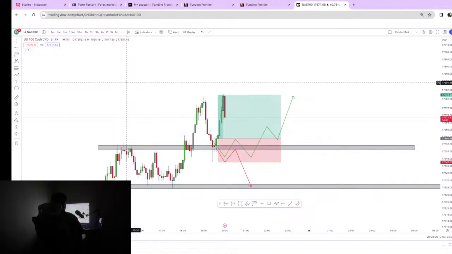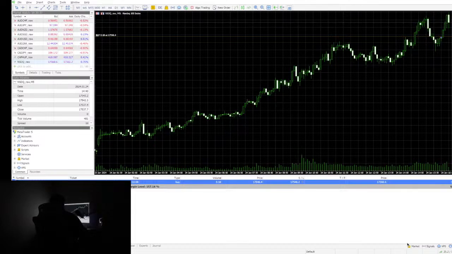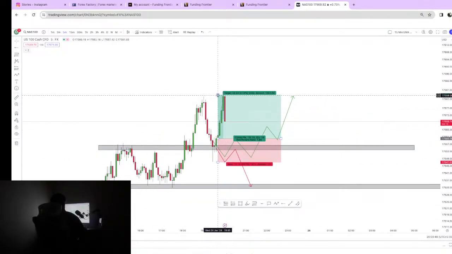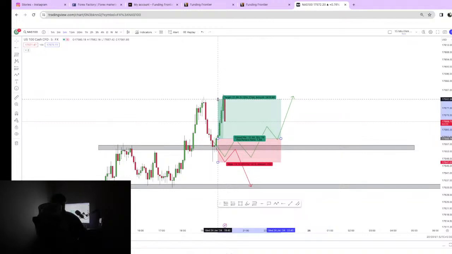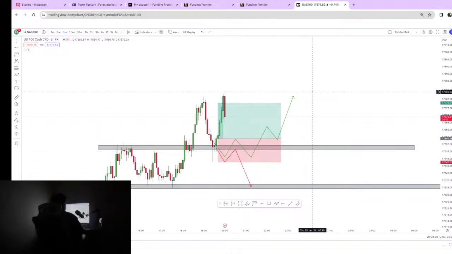This is the impact of news. That's why I was saying anything can happen, but we are at zero risk now, so we don't have any issue. So this was our main trade which hit the target properly.